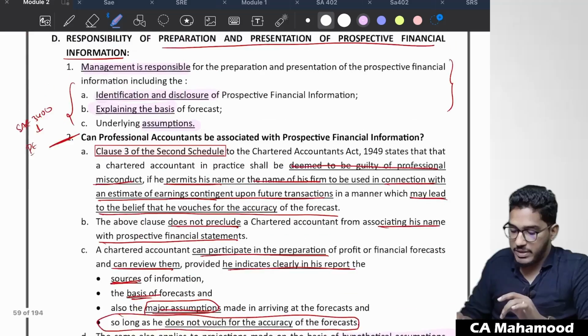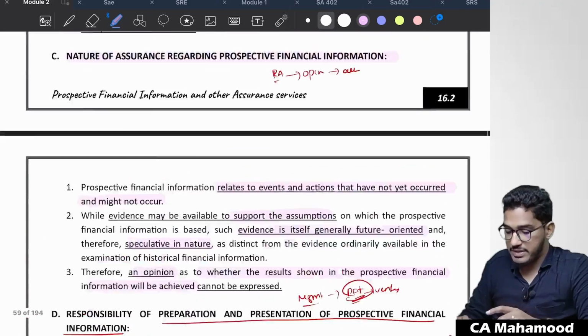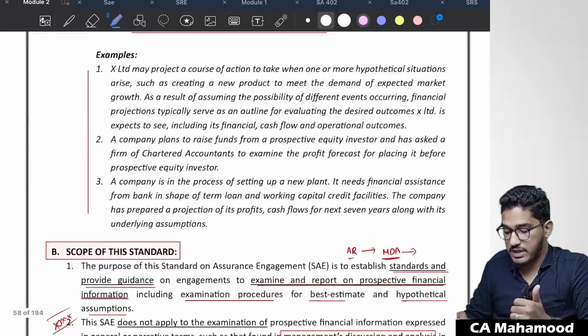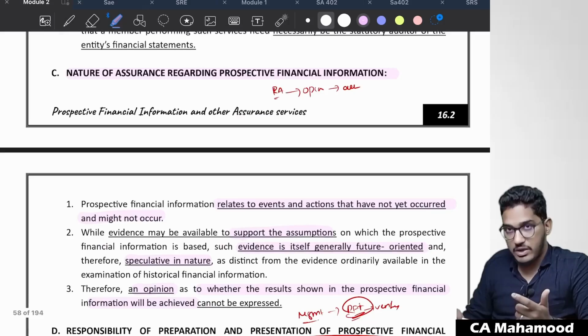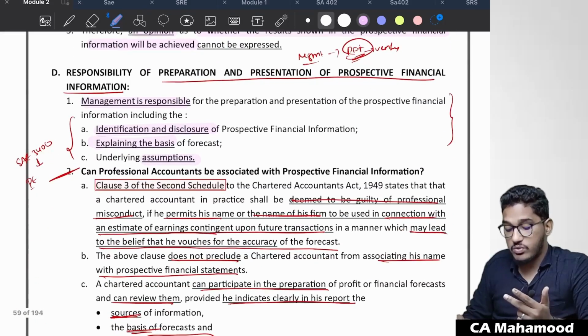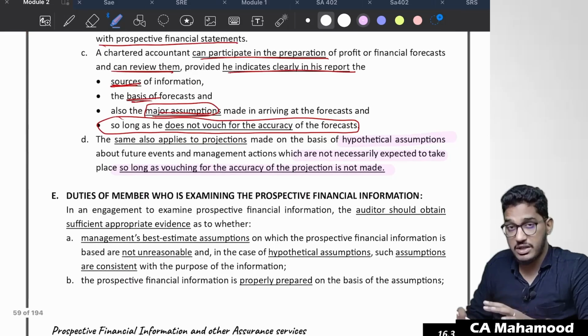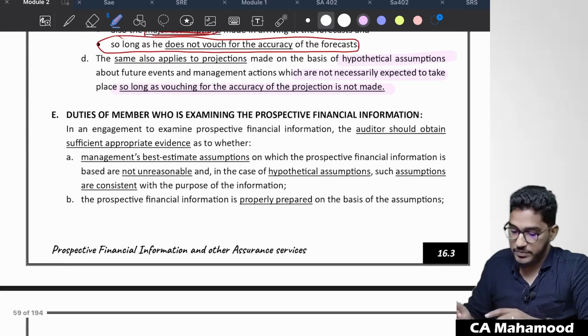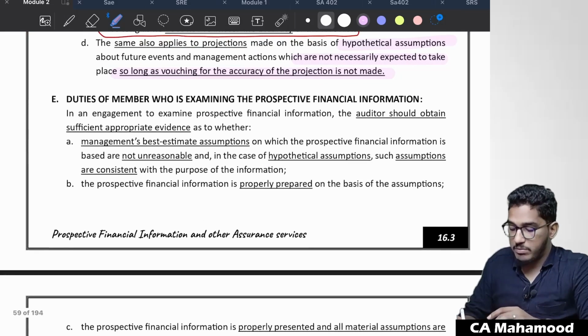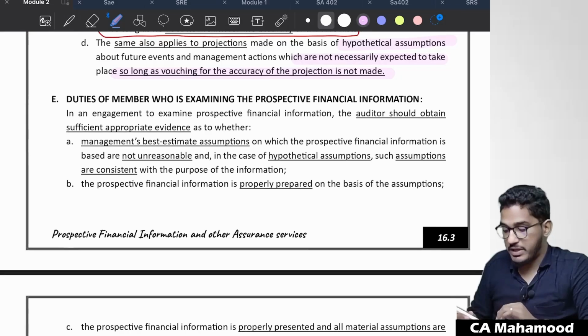Okay, so till now everybody is able to understand here, right? So what we have seen in the standard: we have seen a few definitions, we have seen the scope of the standard, what kind of assurance you are going to give, who is responsible for preparation and presentation of prospective financial information, and whether a chartered accountant can do this engagement or not. Now let us talk about the duties of the member who is examining that prospective financial information.